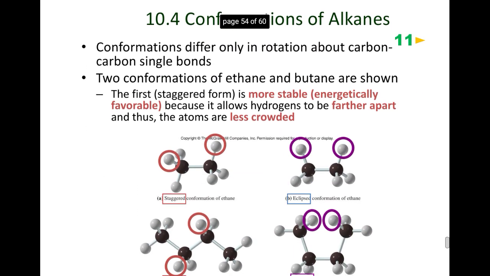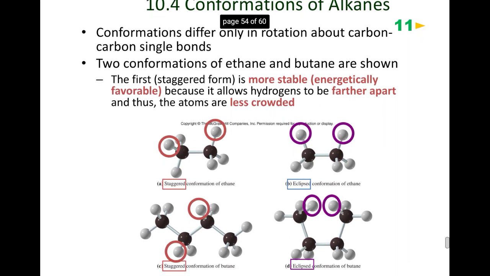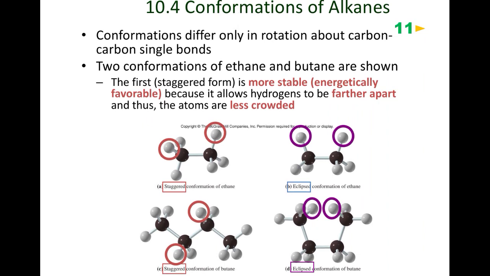Moving on to section 10.4, which discusses the conformations of alkanes. Conformations differ only in rotation about carbon-carbon single bonds. There's a lot of information on this slide, but you can see that the first two molecules are molecules of ethane, and the second two molecules are molecules of butane. Remember that ethane is CH3, CH3, so I'll just draw the condensed structure here. And butane is CH3, CH2, CH2, CH3.